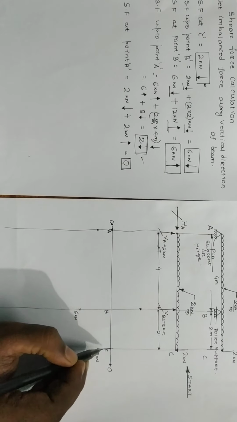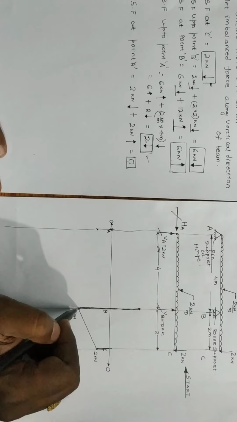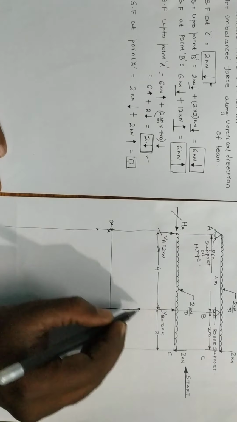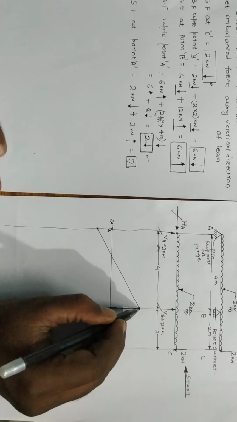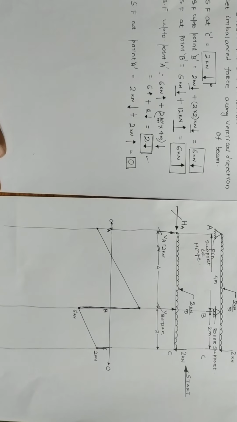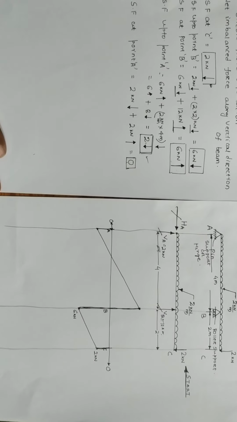So I'll join with a straight line. You use a ruler scale so that it will look nice. Then there will be a vertical line. How many straight lines can be connected between 2 points? Only one. This will be the inclined straight line, and then here it will be joined. Over, shear force diagram is over.